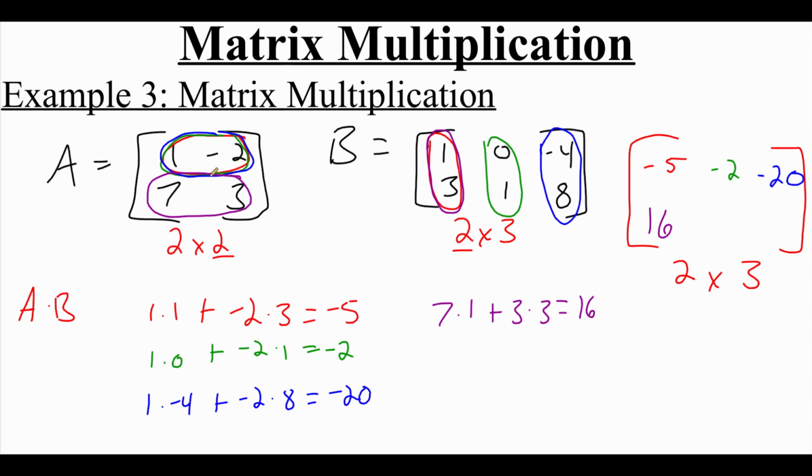Then I take my second row times my second column, so 7 times 0 plus 3 times 1. When we add those together, that should give us 3 as our answer. That's second row, second column, so my answer goes in the second row, second column. And then lastly, I need to do my second row times my third column. So 7 times negative 4, plus 3 times 8. That should give me negative 4 as my answer. That was the second row times the third column, so this answer goes in the second row, third column. So this is our answer when we do A times B.